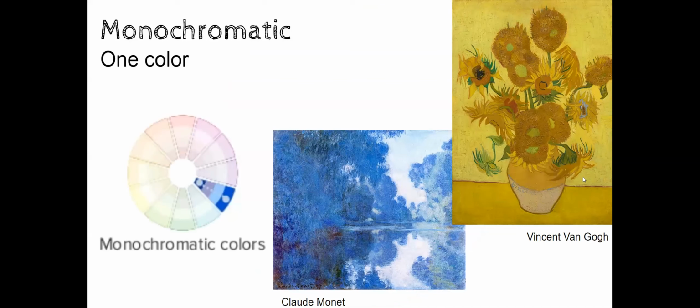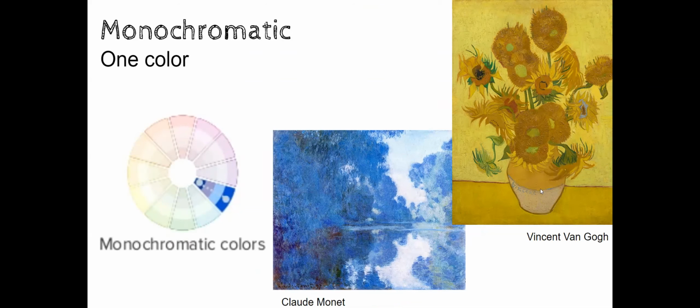So let's talk about color schemes or color families. The first one we're going to talk about is monochromatic. Monochromatic color schemes only use one color. And the way that artists can get away with using one color in artwork is by using those tints and shades, the things that we just talked about. So when we add white or black to a color, we get different variations of that color.